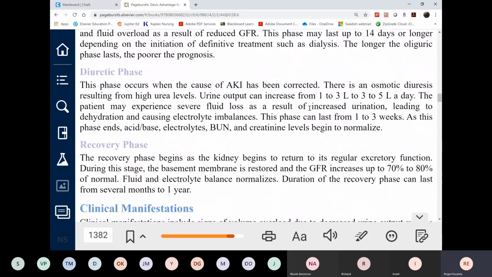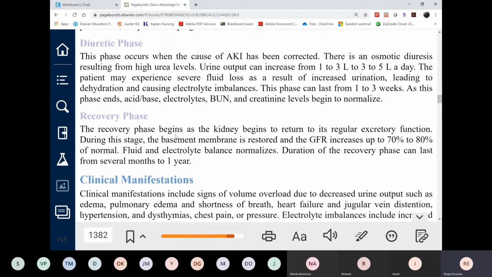But this is a good sign actually. If they reach the diuretic phase, meaning the kidney is trying to recover and resume function. But again, it's not perfect yet. They haven't fully recovered because they can't control the amount of fluid that they are releasing. But it's a step toward recovery. So we continue our interventions here. We support the patient. We'll discuss the treatment next. So we support the patient during the diuretic phase until they recover.